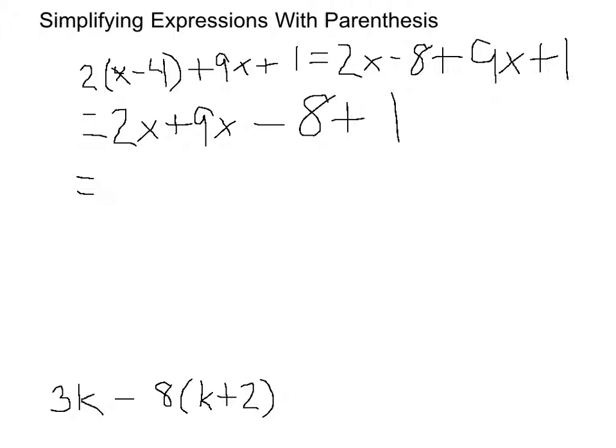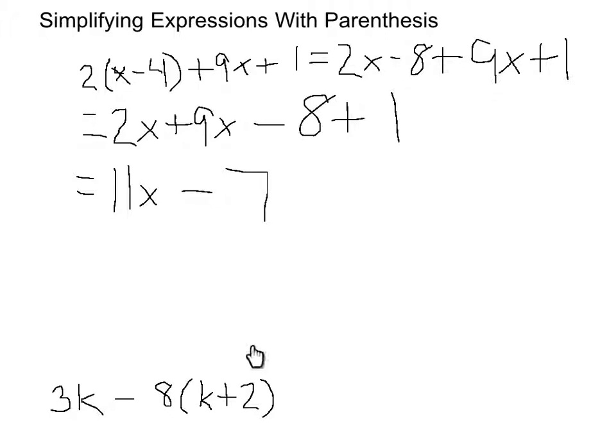2x plus 9x, well, 2 plus 9 is 11, and then I've just got x. It's not 2 x's, it's just x, because x could be any number. Minus 8 plus 1. So we're looking at that like it's a negative 8. Anytime I have different symbols, this has the bigger absolute value, so I know the number will be negative, so we would subtract. And then 8 minus 1 is 7. So my answer would be 11x take away 7.